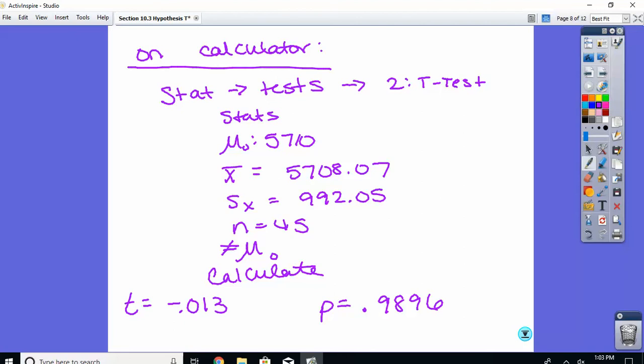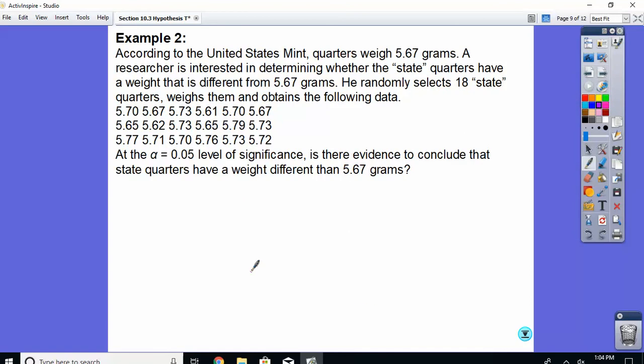All right. Let's do another one. I'll do it by hand and on the calculator, but just with the p-values this time, not the whole thing. Okay. According to the United States Mint, quarters weigh 5.67 grams. A researcher is interested in determining whether the state quarters have a weight that is different from the 5.67 grams. He randomly selects 18 state quarters, weighs them, and obtains the following data. At the alpha equals 0.05 level of significance, is there evidence to conclude that the state quarters have a weight different than 5.67 grams?